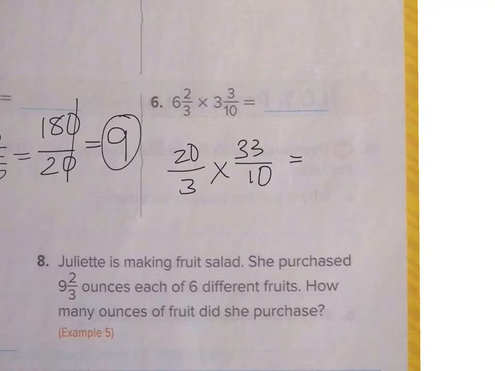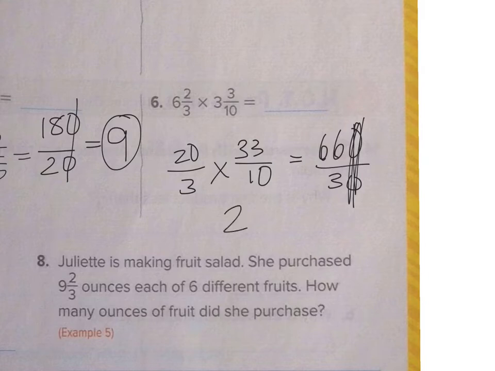For this problem, we are taking 20 over 3 times 33 over 10, which are improper fractions for the mixed fractions above. And when we take 20 times 33, we get 660 over 30. And we can cross out those zeros to make finding the answer easier. And when we put 3 into 66, we get the answer 22.